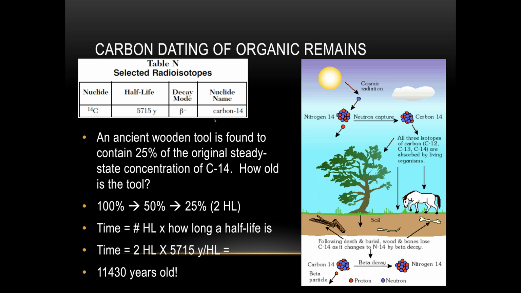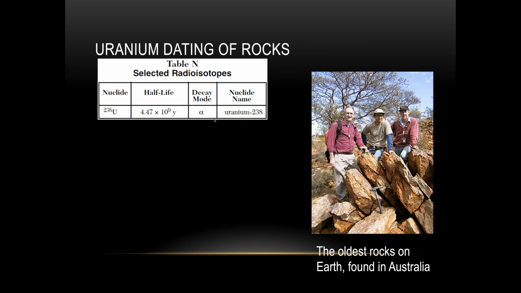What if you want to find out how old a rock is? Well, you're going to need to find an element that's in that rock that's radioactive and has a half-life that's roughly on par with the age of the rock. This is where uranium comes in. Uranium has a half-life of roughly 4.5 billion years.